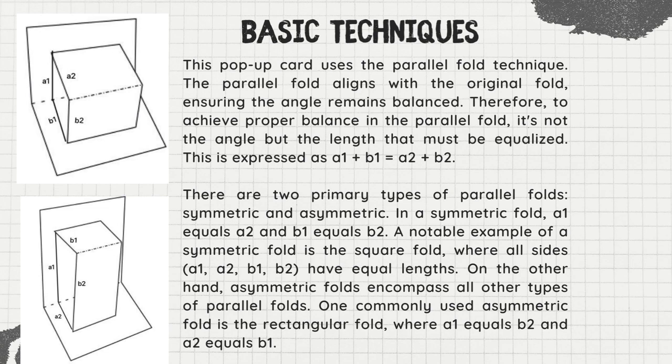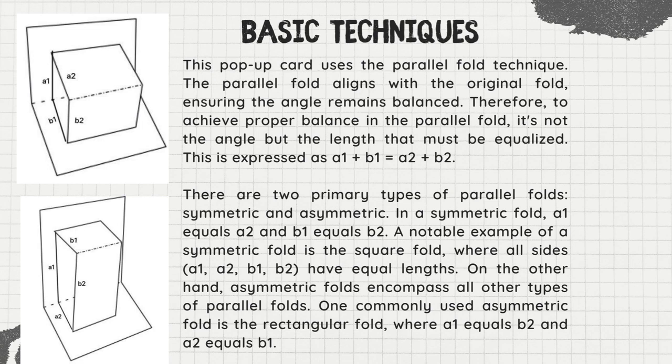This is expressed as A1 plus B1 equals A2 plus B2. There are two primary types of parallel folds, symmetric and asymmetric. In a symmetric fold, A1 equals A2 and B1 equals B2. A notable example of a symmetric fold is the square fold, where all sides A1, A2, B1, B2 have equal lengths. On the other hand, asymmetric folds encompass all other types of parallel folds.